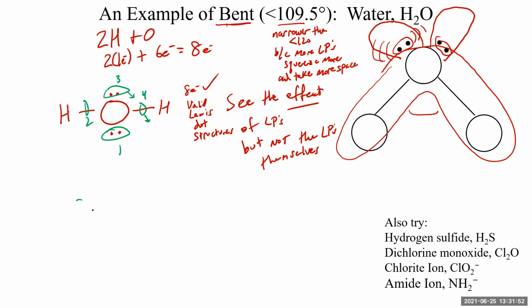And the best way for them to do that is to form, and again, this is for illustrative purposes only, there's no such thing. This is not a bond to a lone pair. There's no such thing as a bond to a lone pair. You don't connect electrons by throwing more negative charge at them.